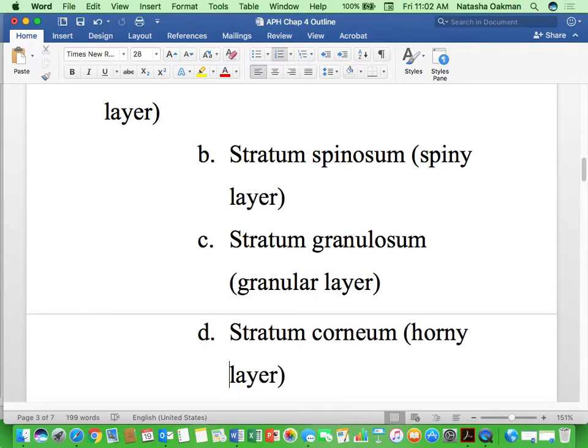So there are two reasons why the epidermis, at least at the surface, when we get to the stratum corneum, is dead. One is it's too far away from a blood supply. And the other is that the keratin has taken over.